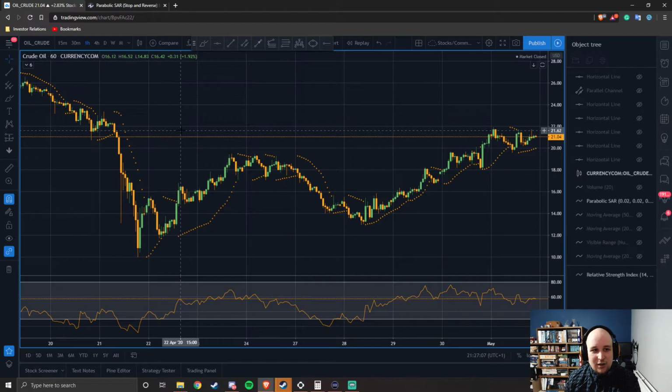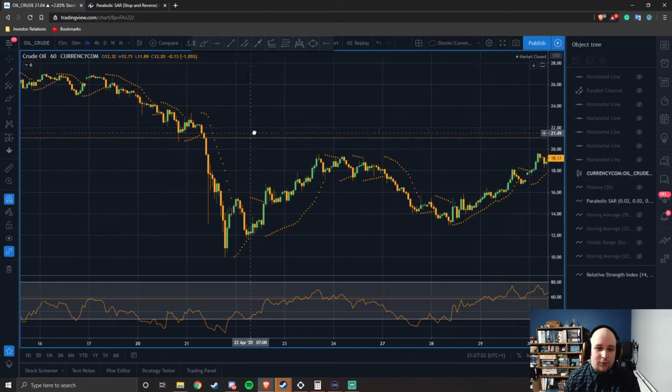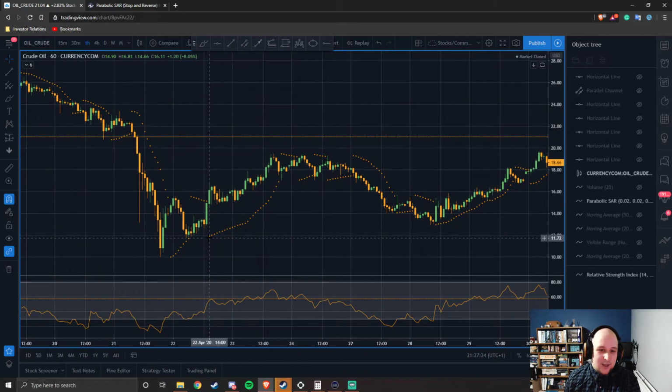The Parabolic SAR does struggle a bit with really choppy conditions. For example, you can see here very clearly that it's not making you any profit on any of these trades. It's just flipping either side, and that's why supporting indicators are really useful. On the other hand, you can see here that if you had taken the buy position, even though it's way after the move started up here, you would still have closed out a nice healthy profit up here.